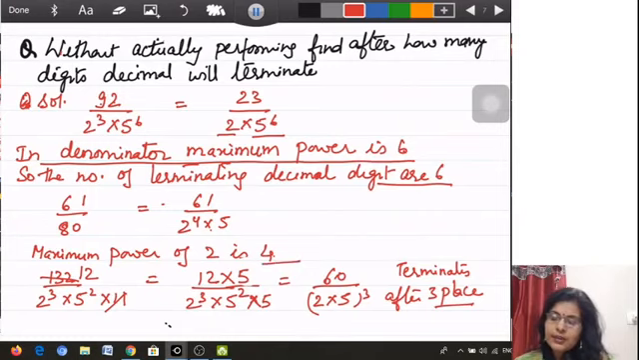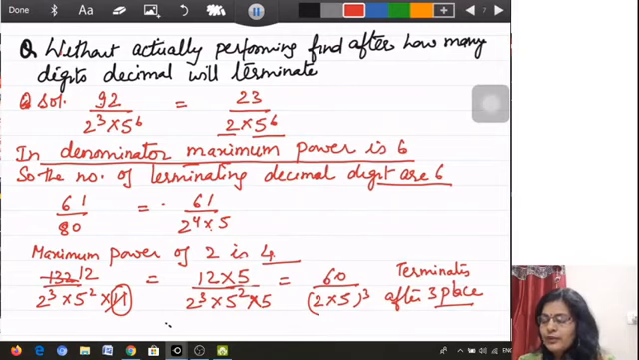Now this question is a little bit different. 132 upon 2 cube into 5 square into 11. What we will do is, at first sight, what do we see? That this 11 is there, and sometimes children write that it is non-terminating. But first we have to see whether it divides the numerator or not. This 11 can act as a divisor of 132. 11 1s are 11, 11 2s are 22, and this becomes 12. 12 upon 2 cube into 5 square.